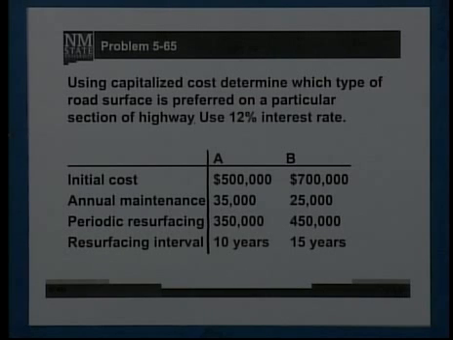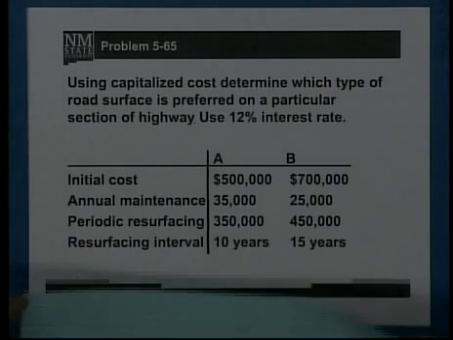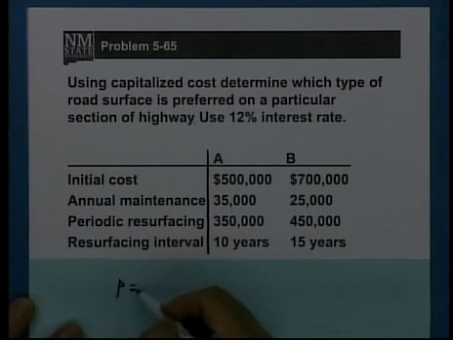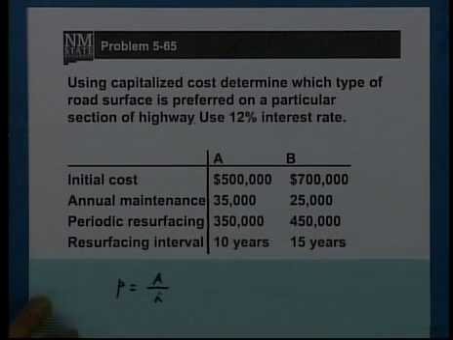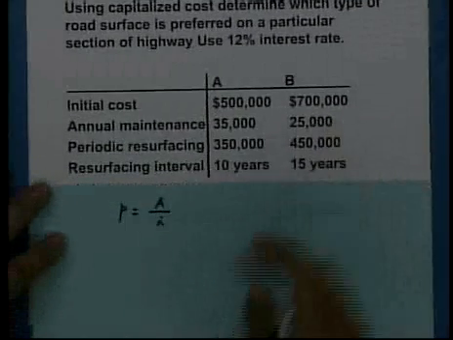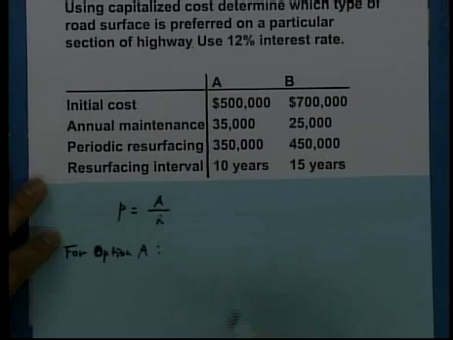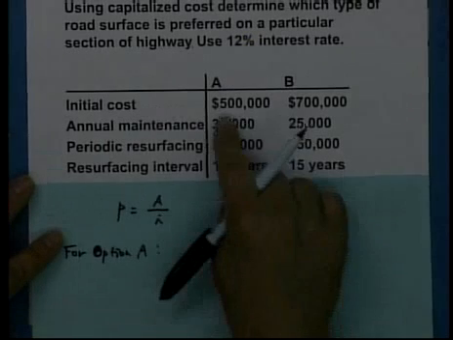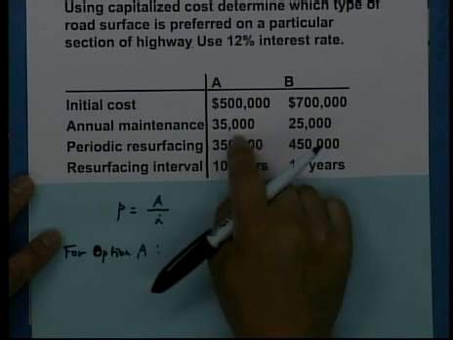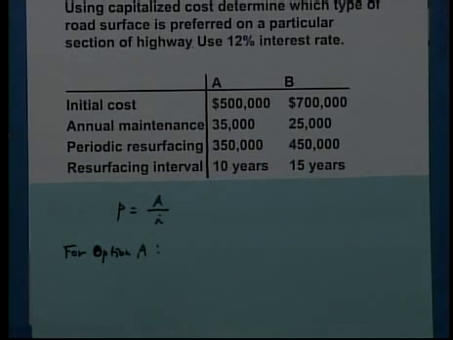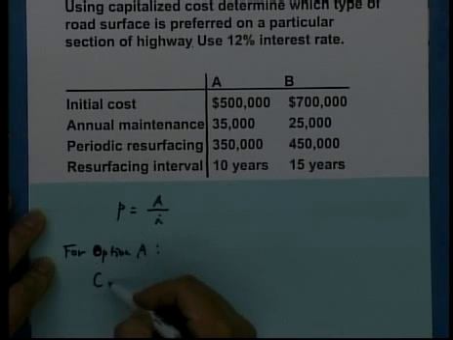In this problem, we are required to use the concept of capitalized cost, and the capitalized cost equation, which is P equals A over i. This equation is applied when there are end of period disbursements A. So for option A, the initial cost of $500,000 is required plus the annual maintenance cost of $35,000. So let's compute the capitalized cost.